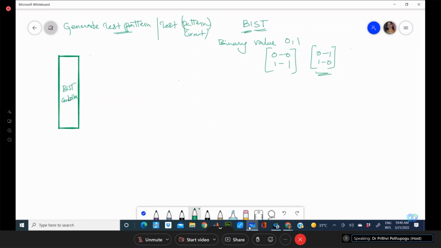So this BIST controller, what I was telling is, what is the purpose of BIST and how we are able to use this for testing the circuit. That was the concept. Okay.